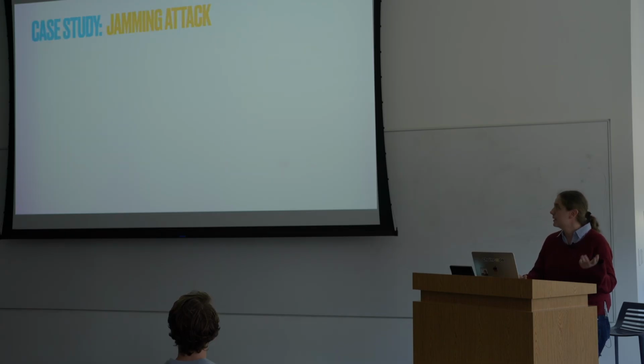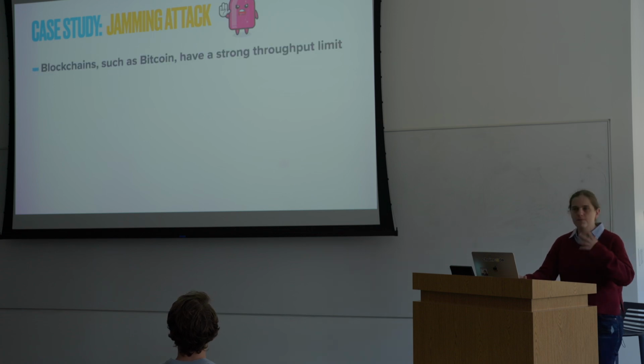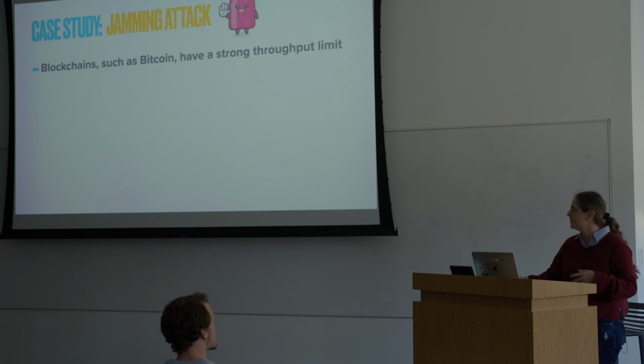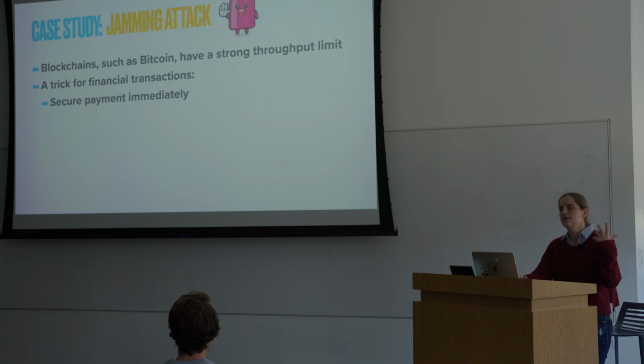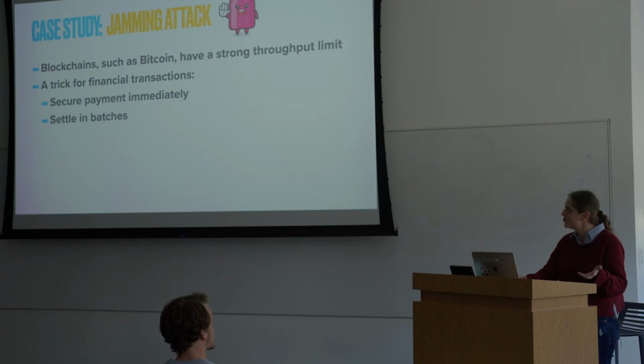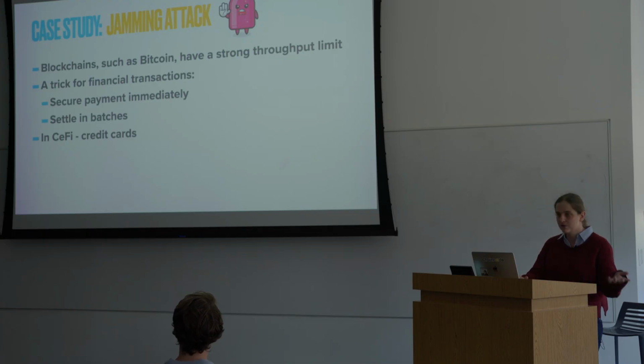Cool. So our case study that we're going to use is the jamming attack. We've done the whole Lightning Network thing. So blockchains in general have throughput limits. Financial transactions have a very good trick. You do secure payments immediately and then settle them in batches. So these are our credit cards, for example, and in Bitcoin, we do this over the Lightning Network.